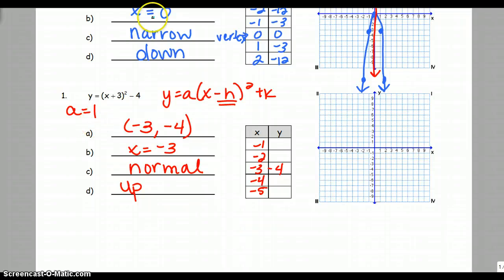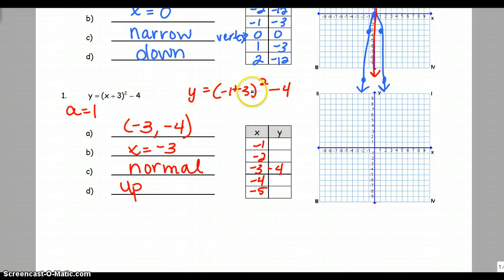Now, using this equation that they gave us, we can substitute in negative 1 for x. So we'd say negative 1 plus 3 squared minus 4. Well, negative 1 plus 3 is 2. 2 squared is 4, and 4 minus 4 is 0. If we put in a -2, -2 plus 3 is 1, and 1 squared is 1. 1 minus 4 is -3.